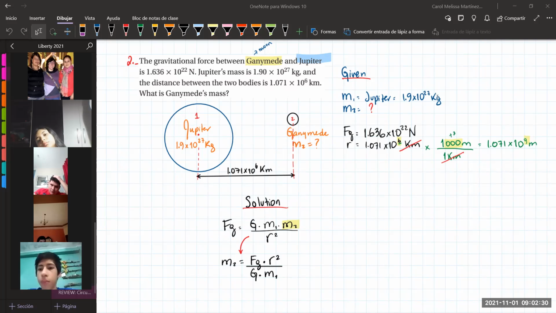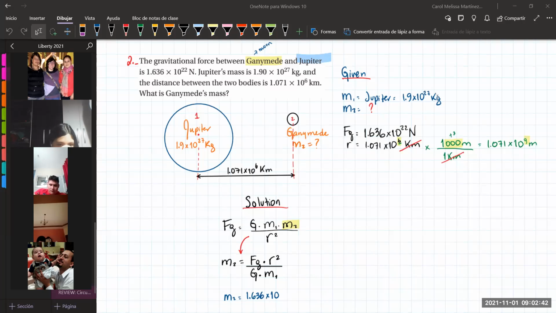So all I do now is plug in the givens. So I say M2, mass of Ganymede, equals the force given as 1.636 times 10 to the 22nd power Newtons, times the distance between them in meters, which is 1.071 times 10 to the 9th power meters, all divided by G, remember 6.673 times 10 to the negative 11 Newton meter square per kilogram square, times the other mass, Jupiter's mass, that is 1.9 times 10 to the 27th power kilograms.